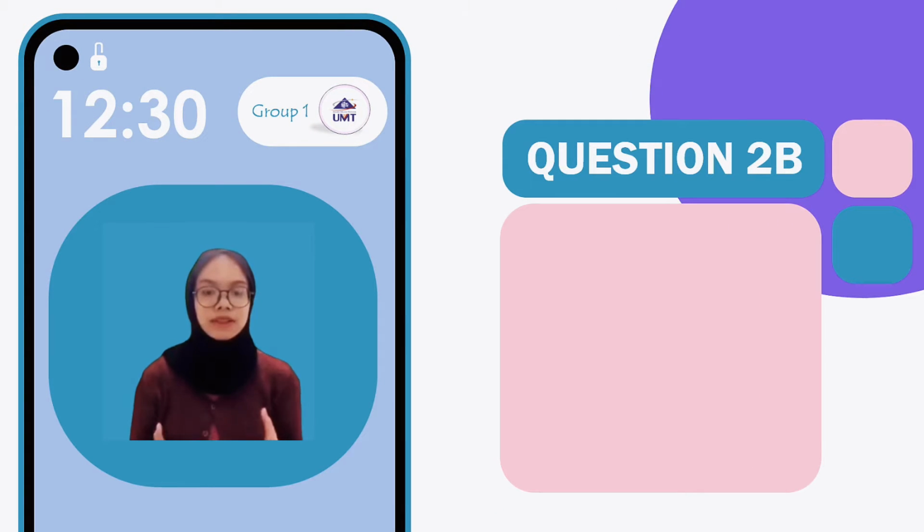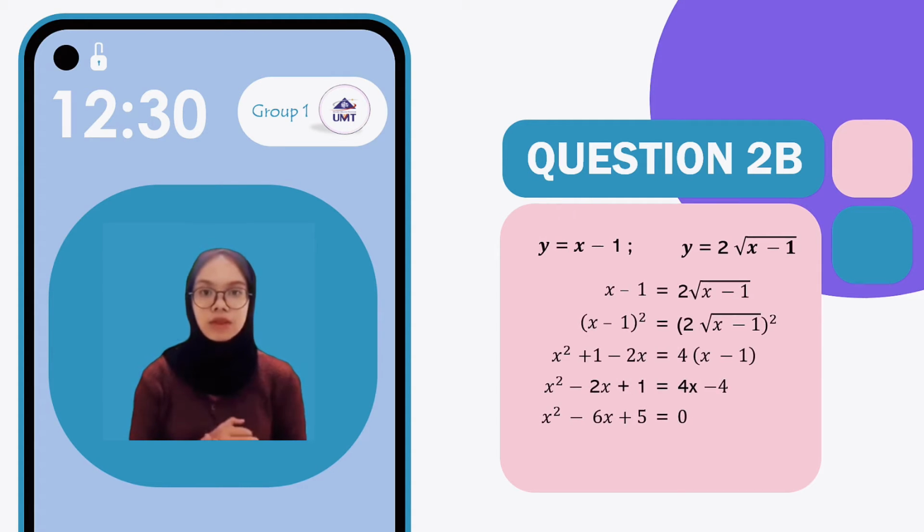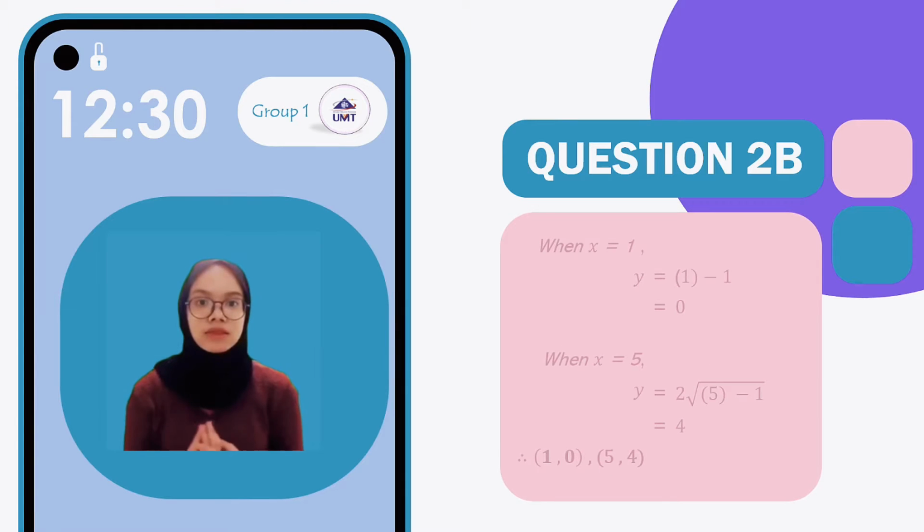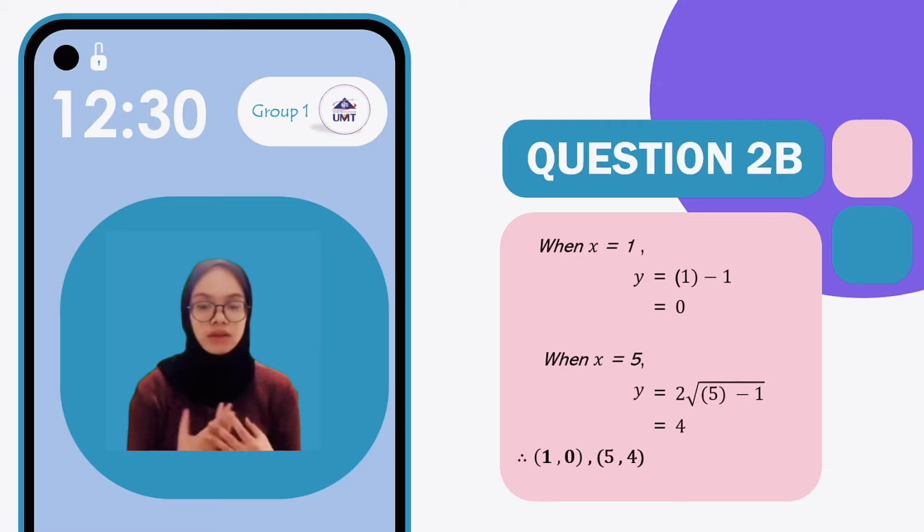The first thing to do is to plot the graph. Based on the equation given, you will find that x plus 1 equals 2, so x minus 1. Solving the equation, we get x equals 1 and x equals 5. By substituting each x into either equation, you will get y equals 0 and y equals 4. The graph will intersect at (1, 0) and (5, 4).